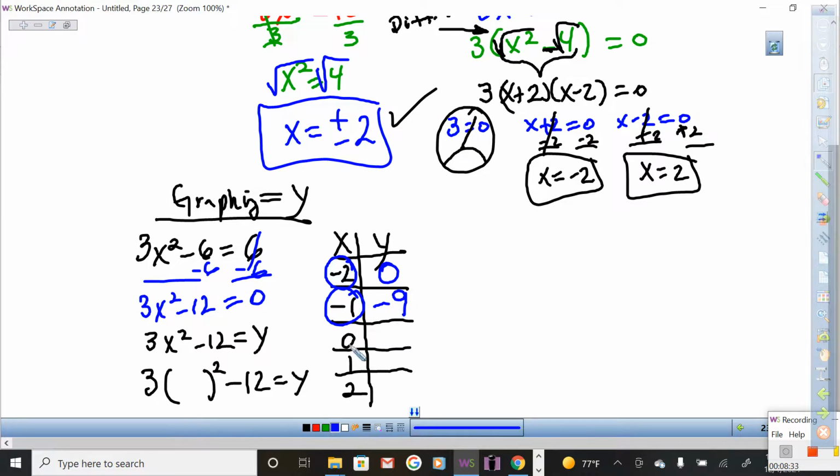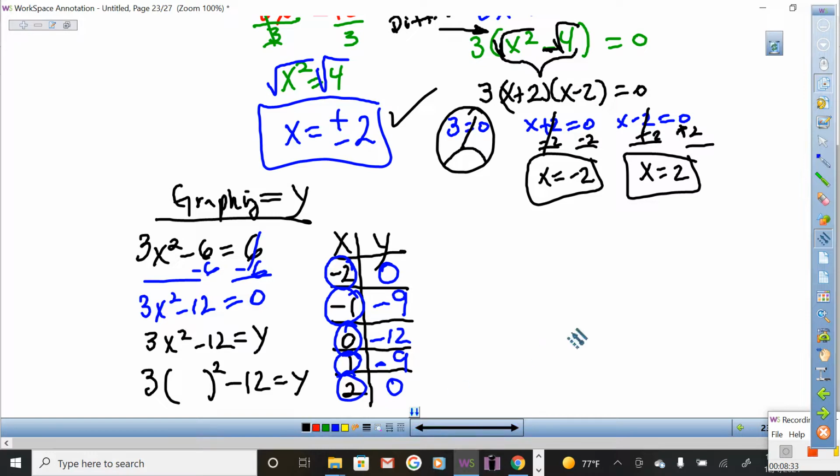Am I going too fast or are we good? Yeah? Okay. Next, 0. What is 0 squared? Times 3. 0 minus 12, negative 12. Yes. Next, 1. 1 squared is 1 times 3 is 3 minus 12, that's negative 9. And the last one, 2 squared is 4 times 3 is 12 minus 12, that's 0.